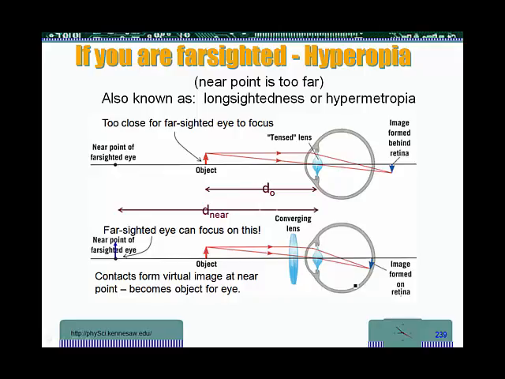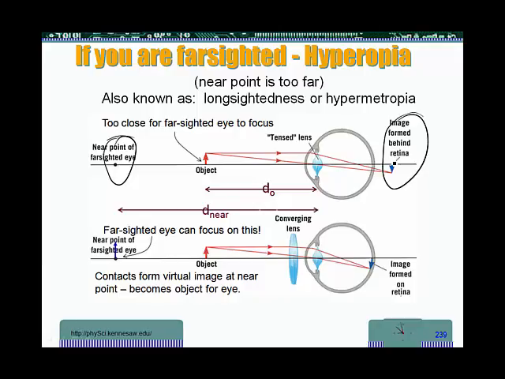Okay, now in the case of farsightedness, objects that are too near are not going to be able to be seen clearly. For example, in this particular eye in this diagram, this eye can see objects only if they are further away than this point. Objects that are closer than this point are going to have their image formed behind the retina. So no matter what that eye does, the image is going to be formed behind the retina.